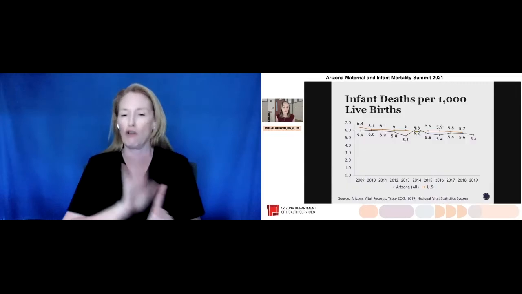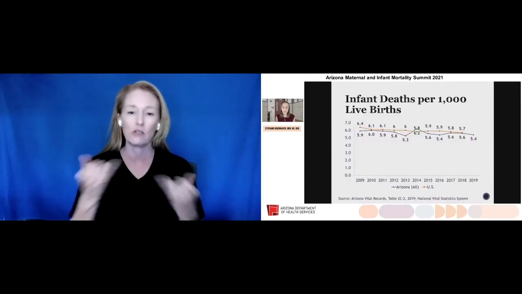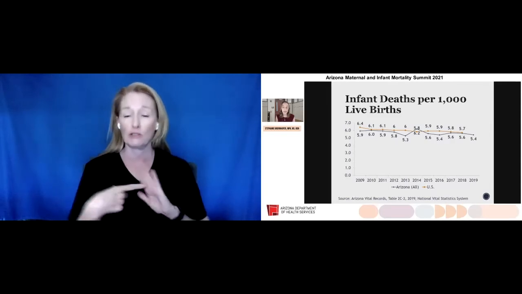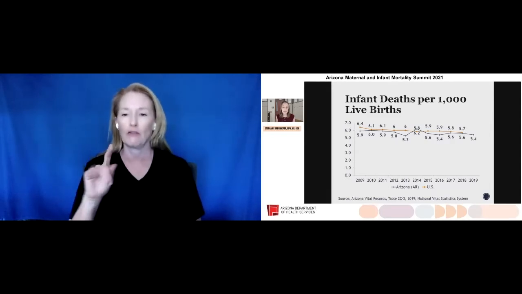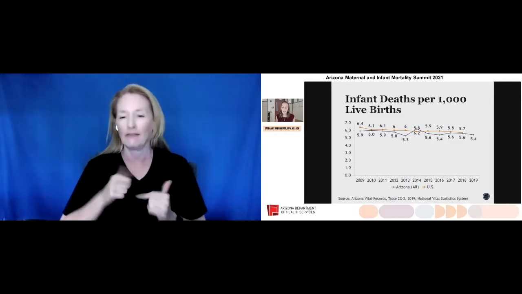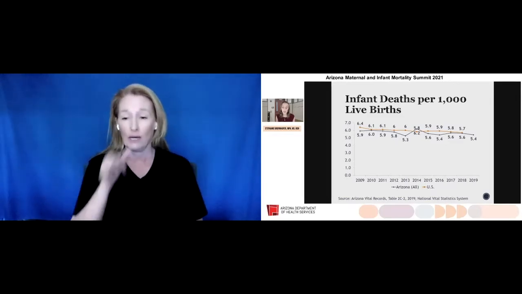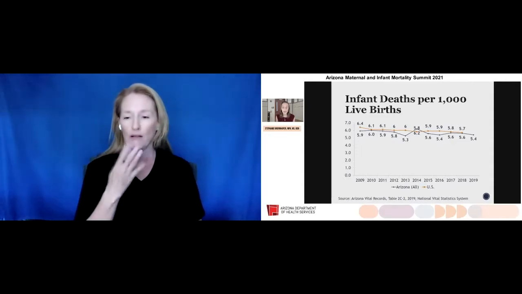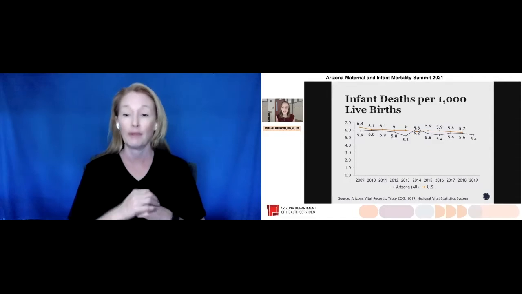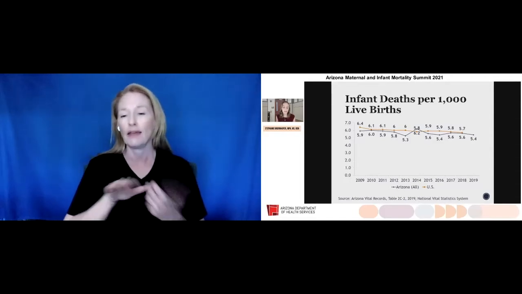Right, so on to the Arizona mortality rates. So this figure depicts the infant mortality rate per 1,000 live births since 2009 in Arizona, which is the navy color, and then also the United States, which is the orange color. And for the most part, Arizona's infant mortality rate has remained below the national average during this period of time.